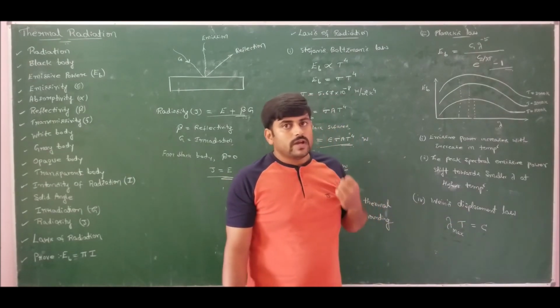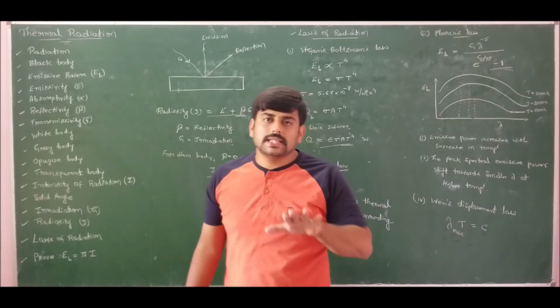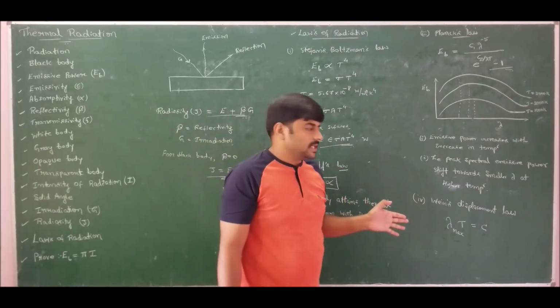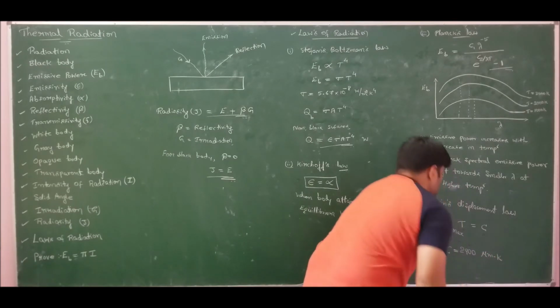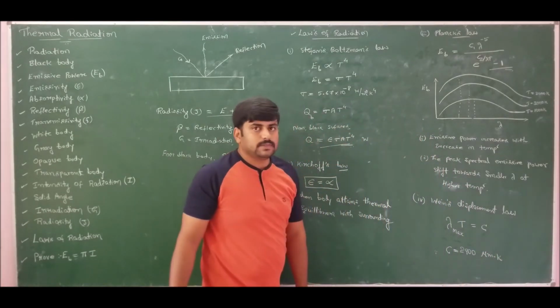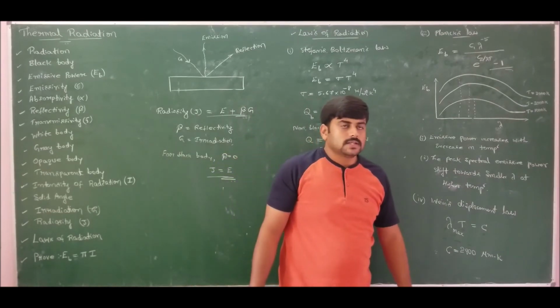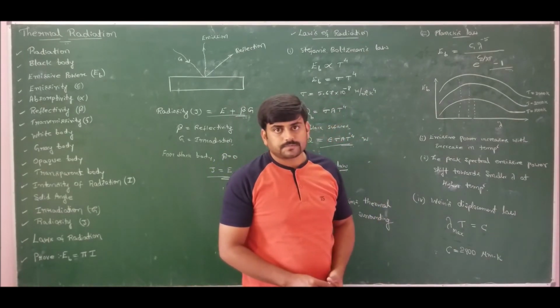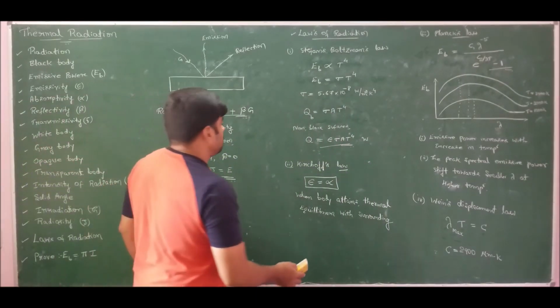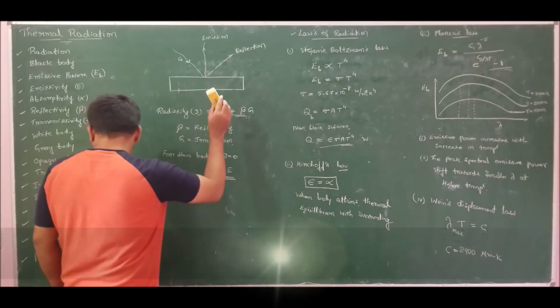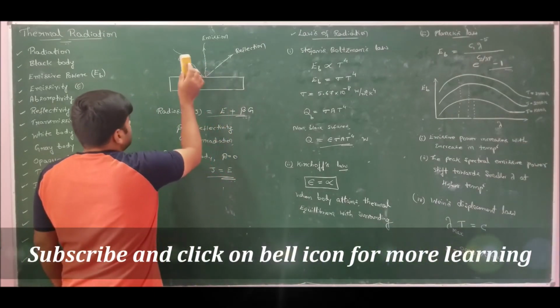The product of the wavelength corresponding to maximum emissive power and the absolute temperature will be constant, and this constant value is nothing but 2900 micron meter Kelvin. Micron meter stands for 10 to the power of minus 6, so 2900 into 10 to the power of minus 6 meter Kelvin is the value of the constant. So this is about Wein's displacement law. Next, I want to discuss the last one, that is Lambert's cosine rule, and later I will prove the relationship between emissive power of black body and intensity of radiation.